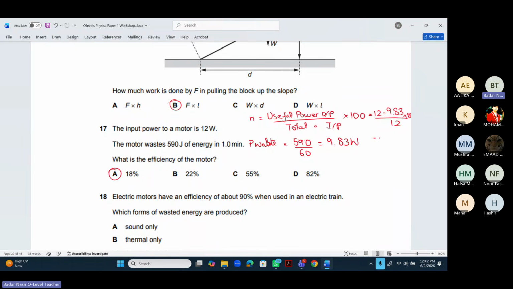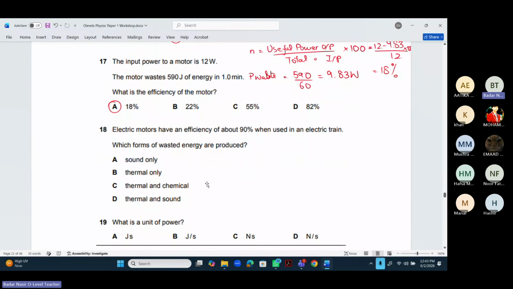So yeah, as it is, you can put the expression on the calculator. Electric motors have an efficiency of about 90%. When used in an electric train, which forms of wasted energy are produced? Sound only, thermal and chemical. Thermal and sound, both forms. Chemical form does not apply, so thermal and sound.